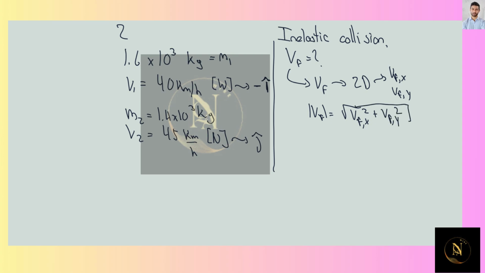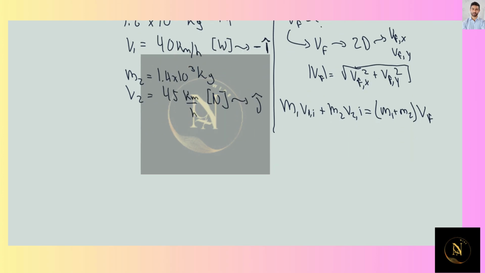In order to calculate both of these velocities, we're going to apply the equation corresponding to the conservation of momentum. We're going to have mass 1, velocity 1 initial, plus mass 2, velocity 2 initial, and this is going to be equal to the sum of the masses, because they're going to get stuck together after the collision, times a final velocity that is going to be in common. In both cases, this equation can be applied to the x and to the y-axis.